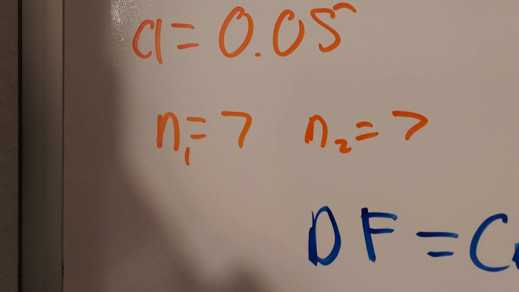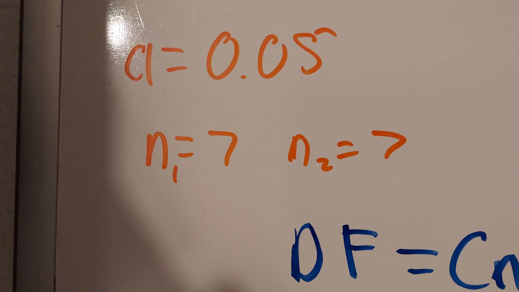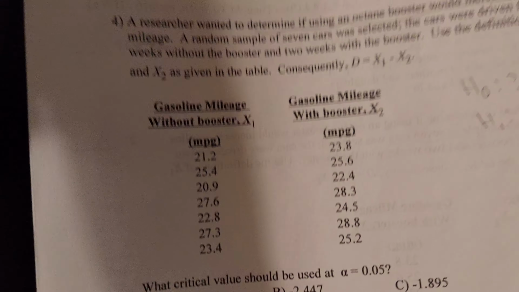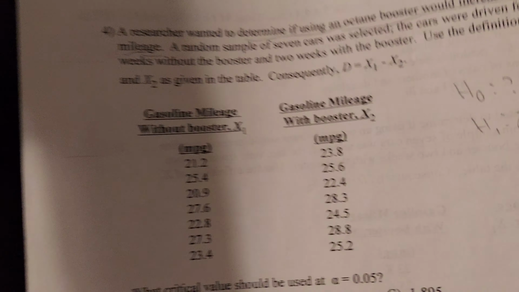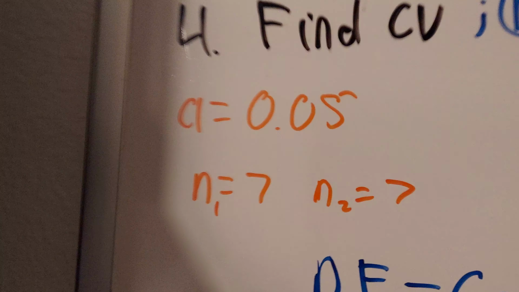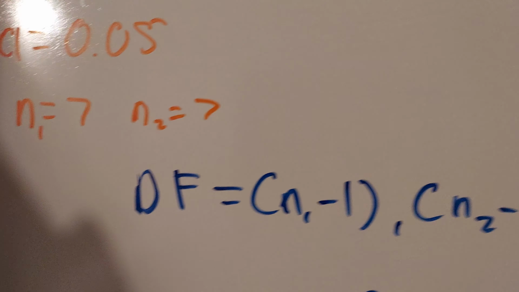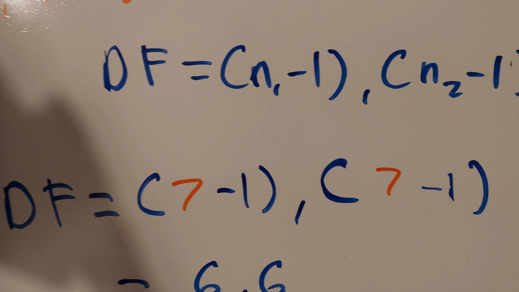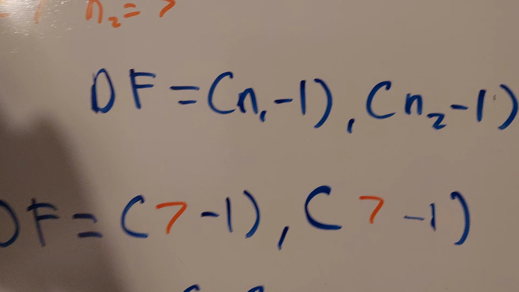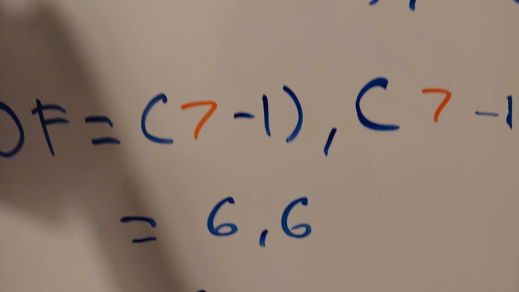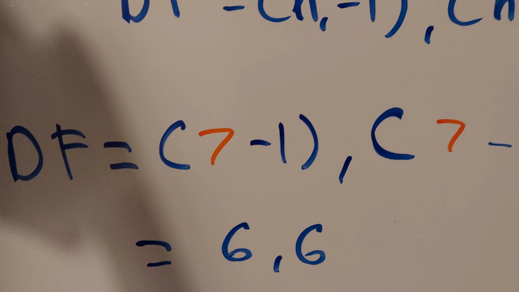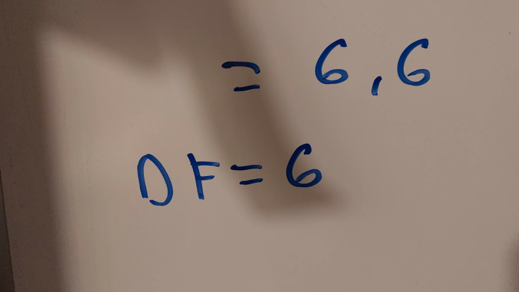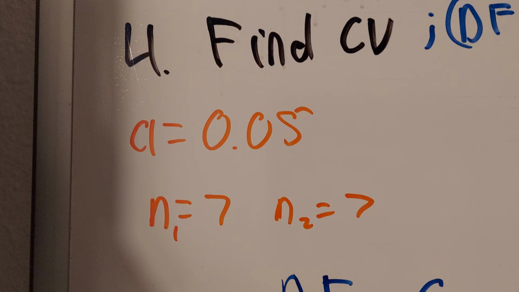Now, as you can see right there, our n1 is equal to 7 and n2 equals 7. How I got that was I just counted 7 from each data set. So that's how we got that. And now we're just going to plug those numbers into degrees of freedom, in which we get degrees of freedom equals 7 minus 1 and 7 minus 1, which equals 6 and 6. Now, in this case, they're the exact same thing, so we're just going to pick 6. So now we've got degrees of freedom 6 and alpha 0.05.